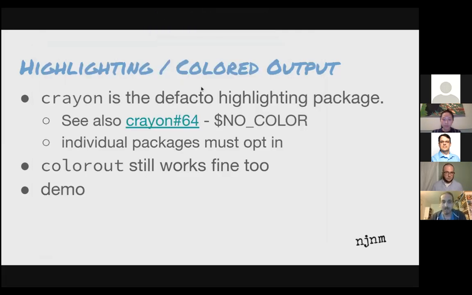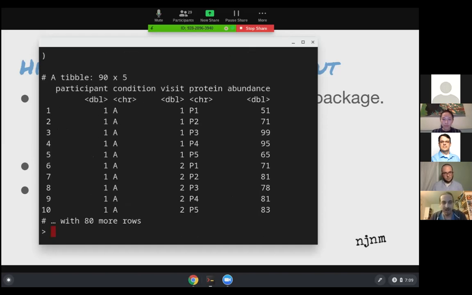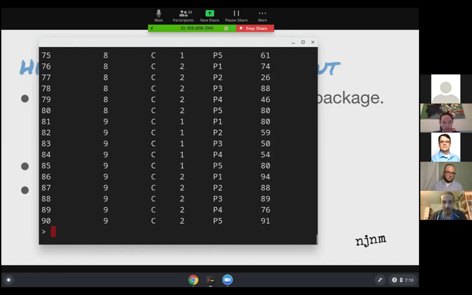Another thing to mention with this architecture is that Crayon is an add-on package. If you want to use it, you have to opt into it. So if you're using anything in base R, like if we did a regular read.csv, download proteomics. All right, so no coloring there.